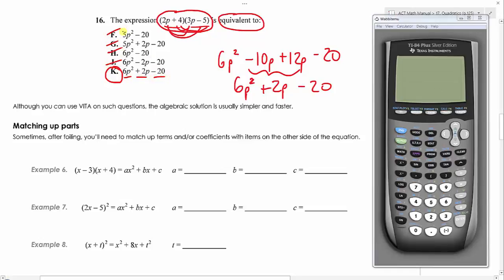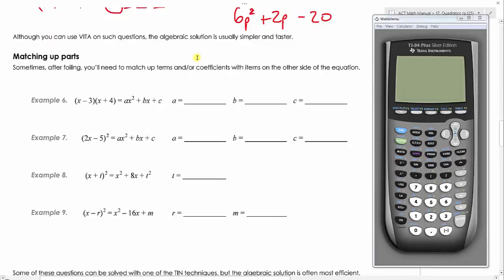Could you have used Vita on this question? Yes, absolutely. You could have said p equals, let's say, 2. Therefore, this first factor, 2p plus 4, would be 8. And this second factor, 3p minus 5, would actually be 1, 6 minus 5. So we would get 8, and then we would go to the answer choices looking for 8. So yes, you could do this using Vita, and it would be fairly simple, but if you do know how to distribute algebraically, that's probably the route you want to go. It might be slightly quicker.